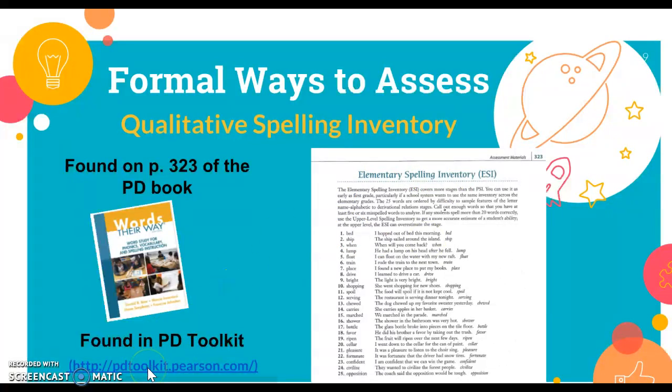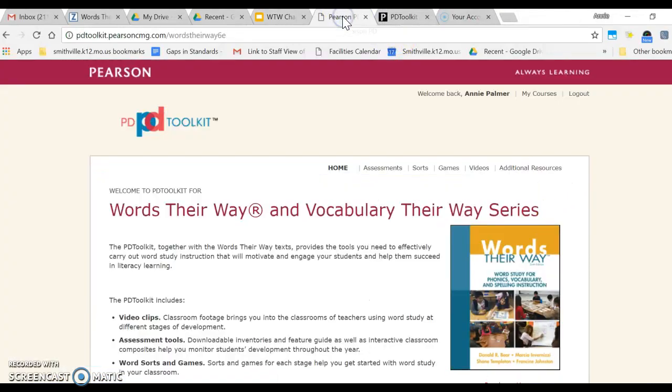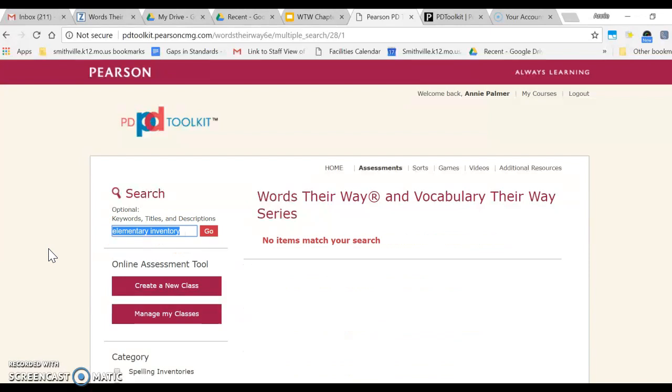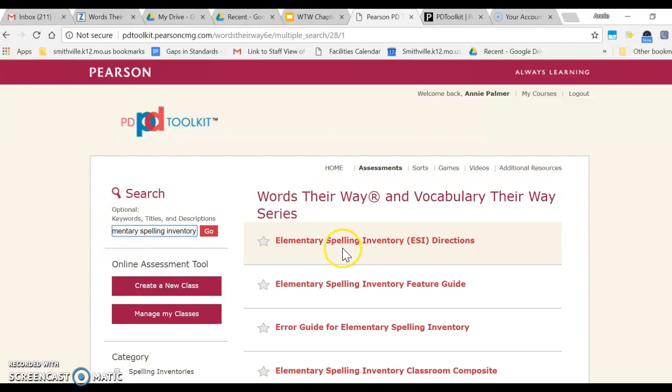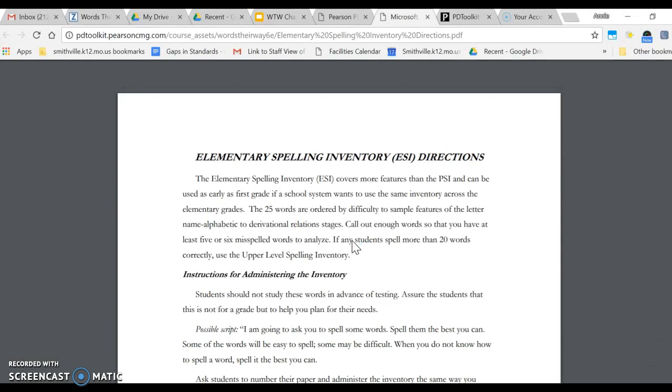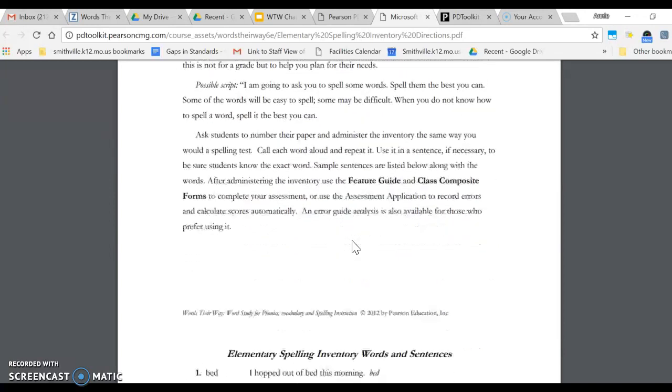This can also be found in the PD toolkit, which you guys have access to. So when you go there, probably the easiest thing to do, you can go to the assessment section and scroll through and find it, but I would just type in elementary spelling inventory, and then it'll come up right there, and you'll see that it has directions for it as well. So within, like I said, it gives the directions for administering the inventory.